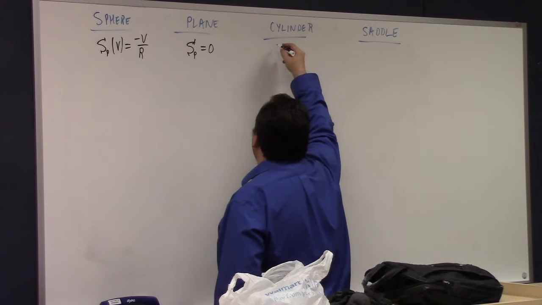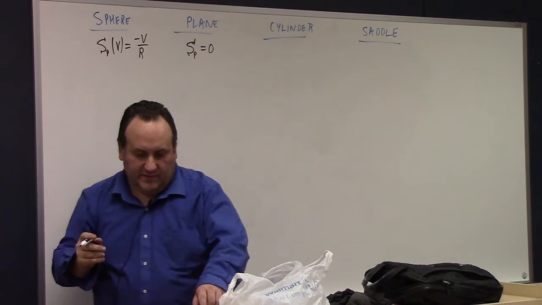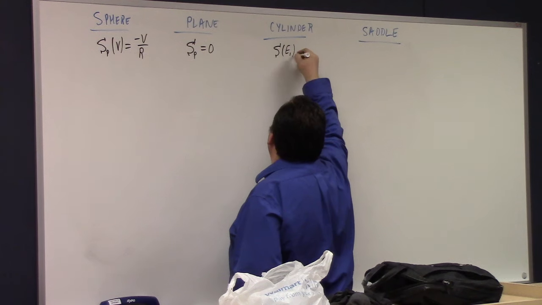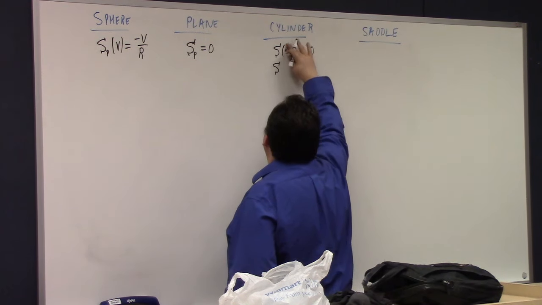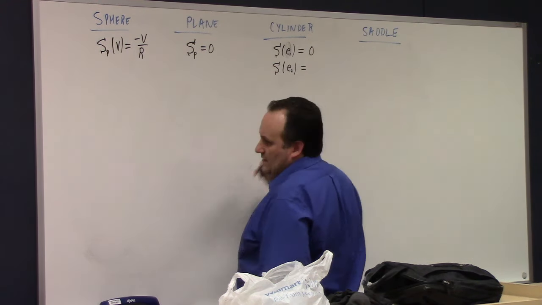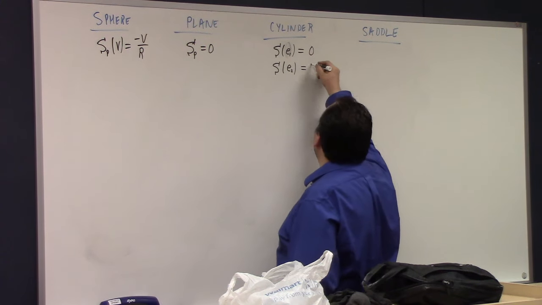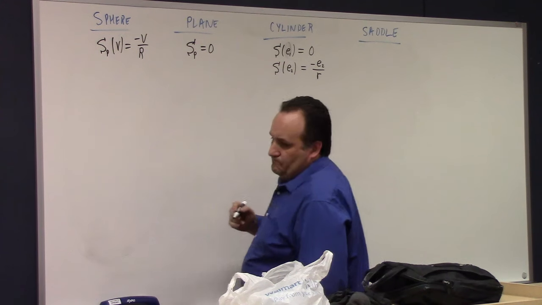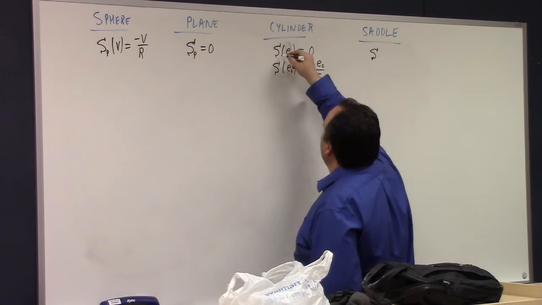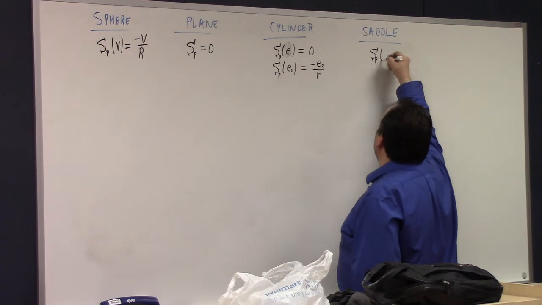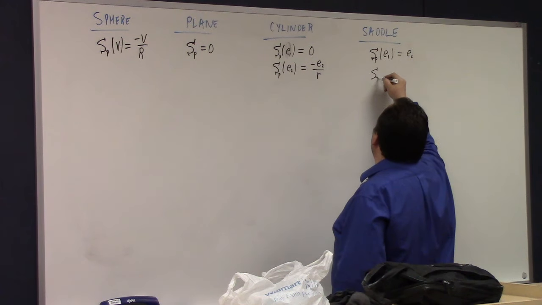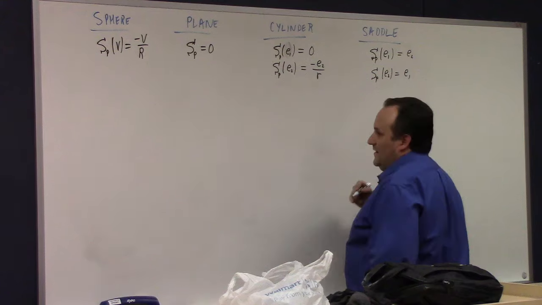For the cylinder, I have to introduce directions, but let's say E1 is equal to 0. I'll stick with little E1 and E2. E2 is actually minus E2 over the radius of the cylinder. And then the saddle is kind of funky. At the point P, a saddle surface, when you can find directions, so that SP of E1 is E2, and SP of E2 is E1. I worked that out.